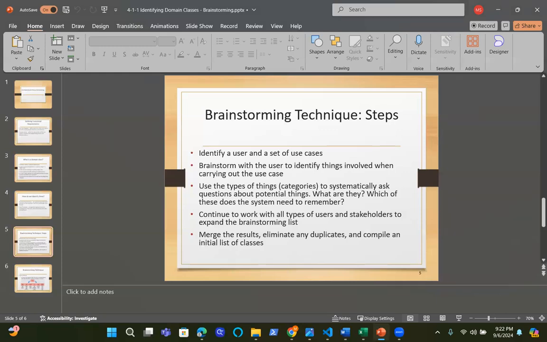Second, as you discuss the use cases, also identify what information is required for that use case. Determine what information is available, what is entered into the system, and what information is returned by the system. Third, one good approach is to think about all the different types or categories of information. We will discuss this further in the next slide. Fourth, continue to work with all types of users and stakeholders to expand the list. And finally, merge the list until you compile an initial list of classes.